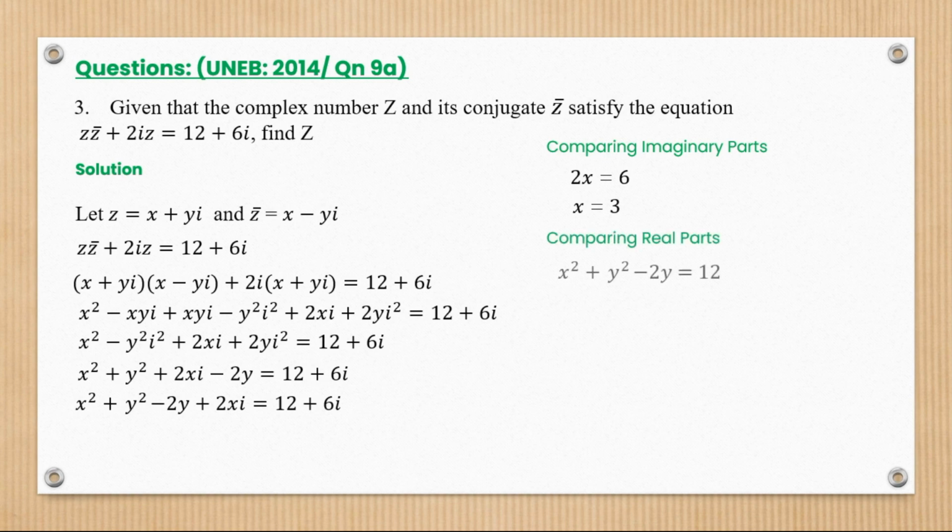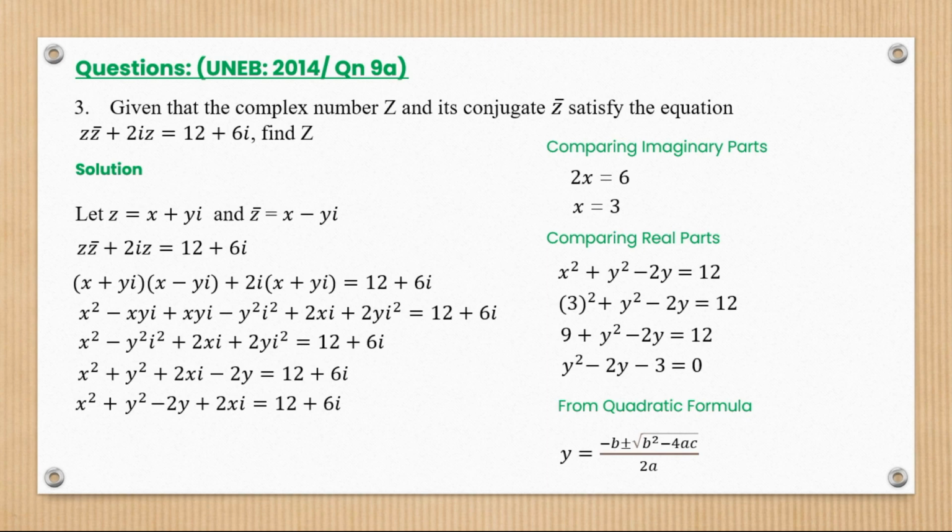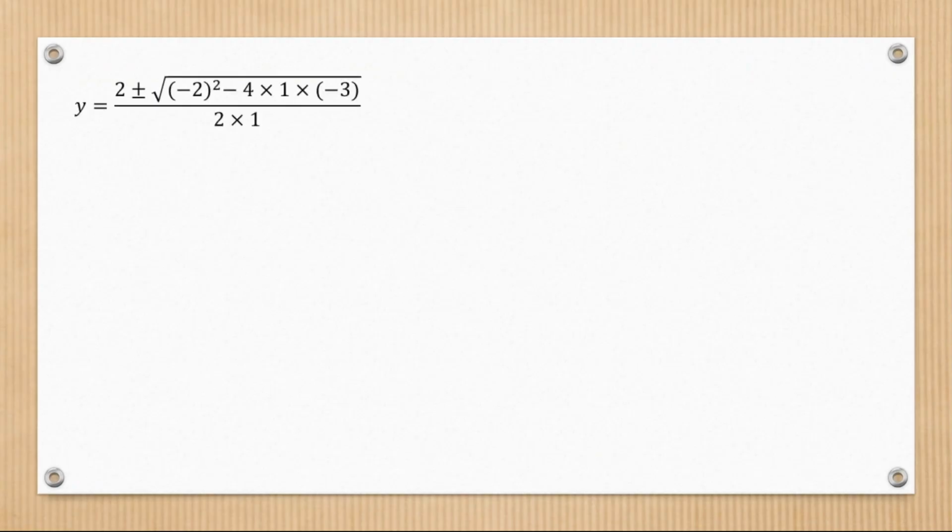So when you compare the real parts, now we know the value of x. So we have that. Substitute the value of x in, and then we end up having that. As you can see, now I can convert this into a quadratic equation, and this is what I end up with. Now this can be solved using the quadratic formula. So we're going to find the value of y using the quadratic formula. Substituting the values in, I can see that I'll end up with y is equal to 2 plus or minus root of 16 over 2. But root of 16 is equal to 4. So this is what I end up with.